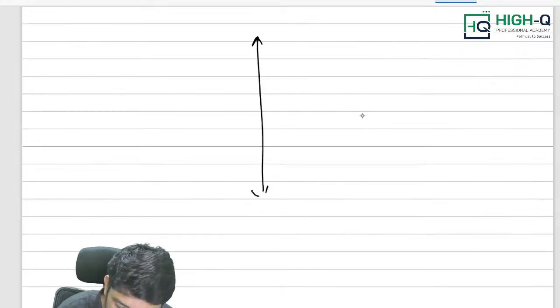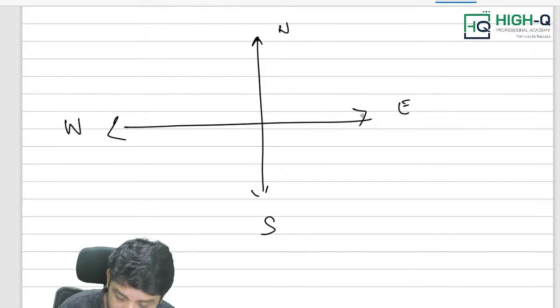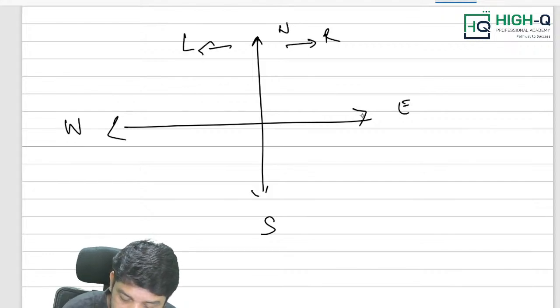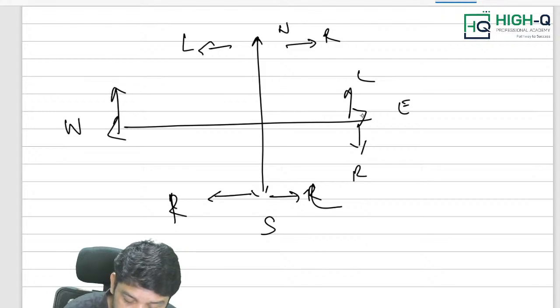Immediately you draw this diagram, my dear. This is very important. North, south, east and west. Now, when you are moving towards north, this is your right side, this is your left side. When you are moving towards east, this is your right side and this is your left side. When you are moving towards south, this is your right side, this is your left side. When you are moving towards west, this is your right side and this is your left side.